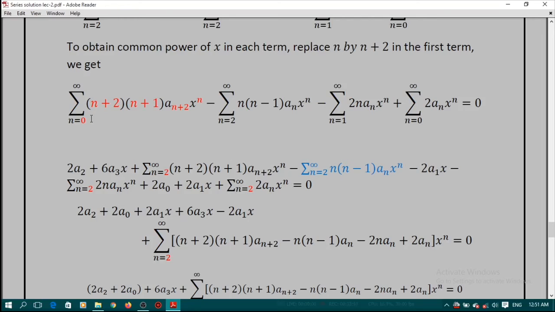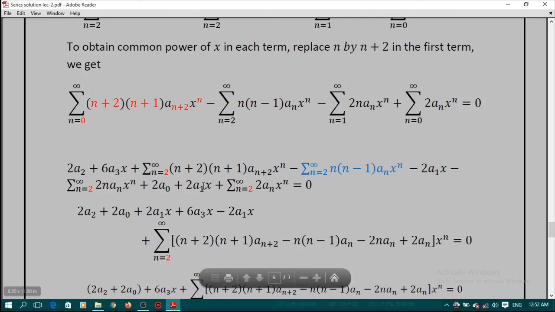So actually we did this entire process to make the summation range 2 to infinity in every summation notation. Now we are going to write these separate terms first: 2a2, 2a0, 2a1x plus 6a3 x minus 2a1x plus, now here we have 4 different summations and we can merge them because the powers of x are common and the ranges of the summations are the same.